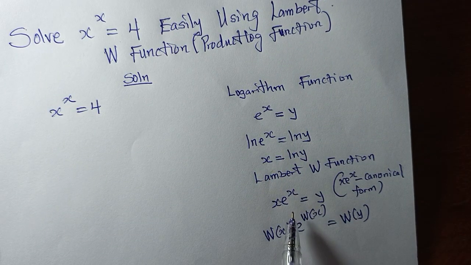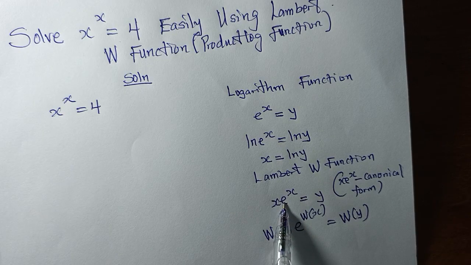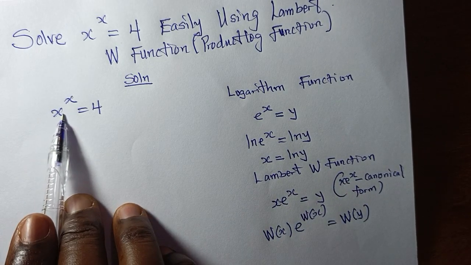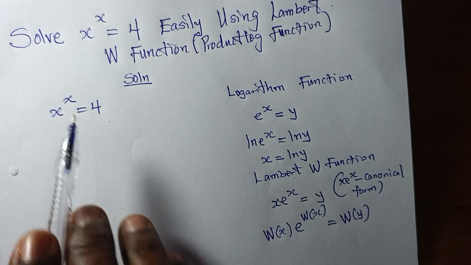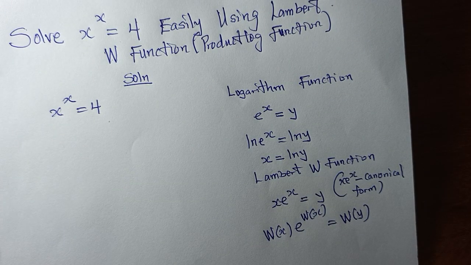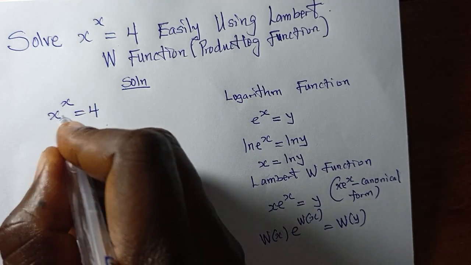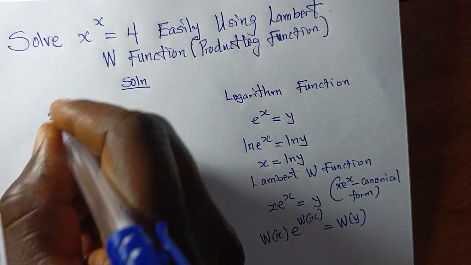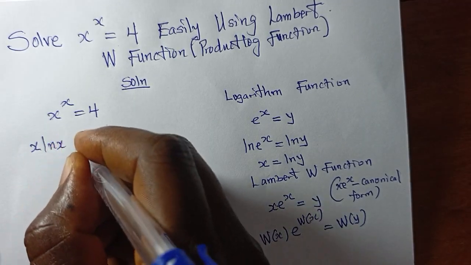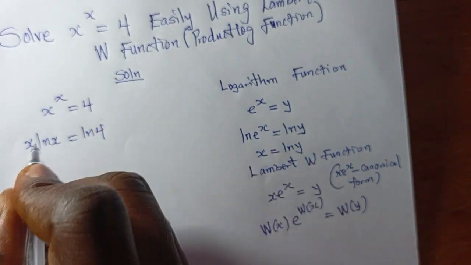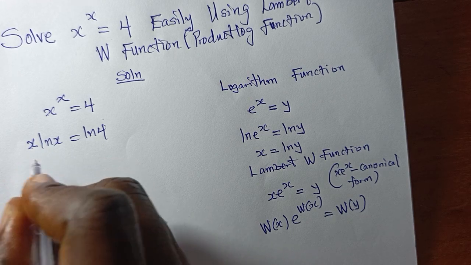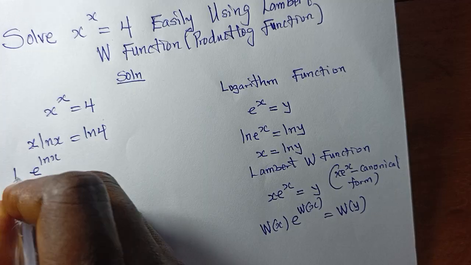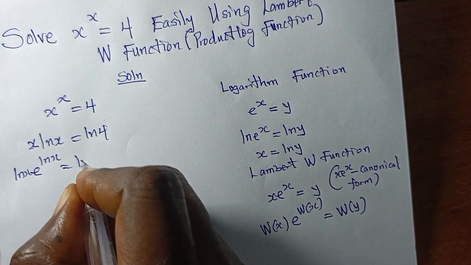The Lambert W function works the same way, but the expression must be in this canonical form: x multiplied by e raised to power x equals y. So this expression given here must be written in canonical form using the knowledge of logarithm function. Taking natural logarithm of both sides of the equation given here, we have ln of x raised to power x, which turns to x multiplied by ln x, equals ln 4. Now using the law of logarithm, x can be written as e raised to power ln x, then multiplied by ln x, which equals ln 4.